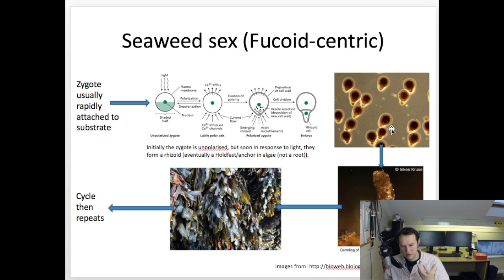Over a period of several weeks, that will turn into a germling. A germling is just another name for a baby seaweed, which eventually will grow into an adult alga. And then that cycle will repeat.